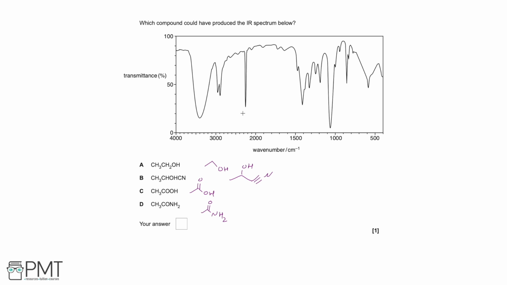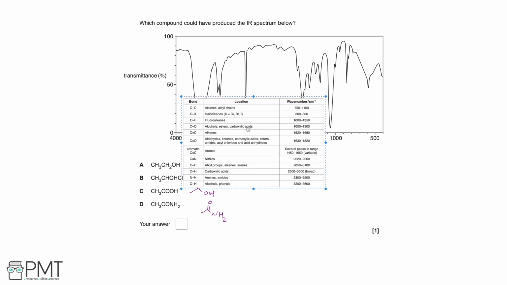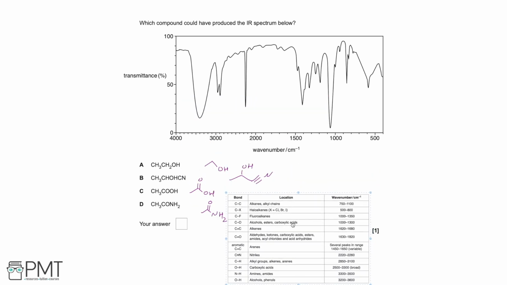And if we just have a look now, I've got the data table for IR from this question, and we can see that something around 2,220 to 2,260, I eyeballed this and said it was about 2,300, is a nitrile. So that's a super good place to start. Only one of our compounds has a nitrile in it, and that's B.